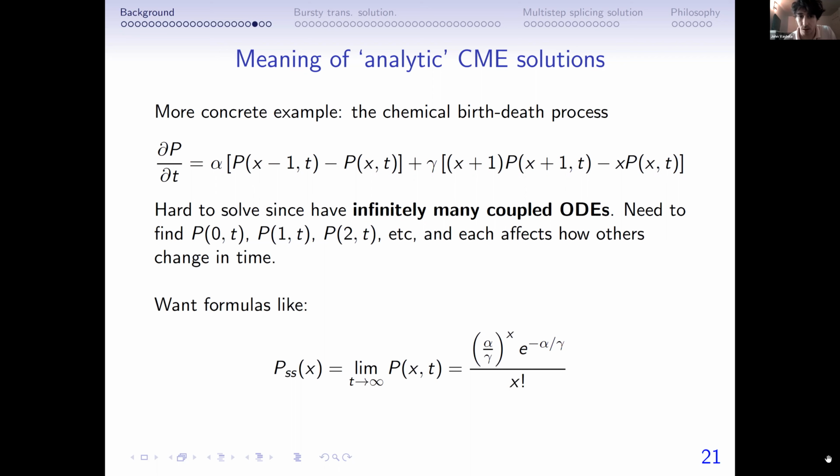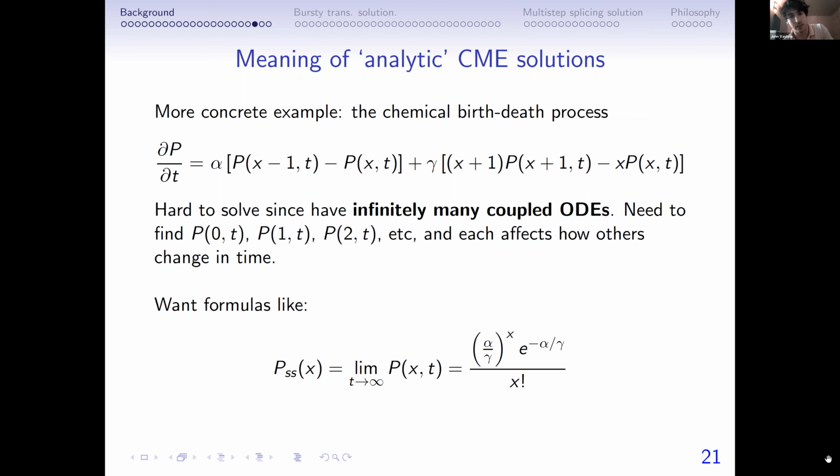And even though that is solvable, in general, it's very, very hard to solve it exactly, because what it amounts to is trying to solve a system of infinitely many coupled ODEs. So you need to find P0 as a function of time, P1 as a function of time, P2 as a function of time, and so on. And each one affects how the other ones change. At the end of the day, what you really want is formulas like the thing at the bottom, which is a Poisson distribution, the steady state probability for this simple birth-death process.